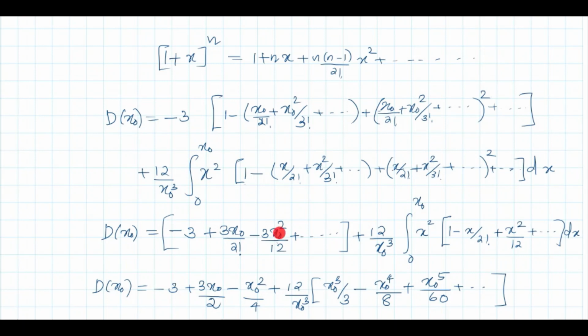That becomes minus x naught square by 4, plus 12 by x naught cube into x square into 1. It is x square. X square dx integral is x cube by 3. Putting limits, you will get x naught cube by 3. X square into minus x, that is minus x cube by 2. When you take the integral, that becomes minus x naught raised to 4 by 8. Third term is x square into x square, x raised to 4 by 12. When you take the integral, it is x naught raised to 5 by 60 plus etc.